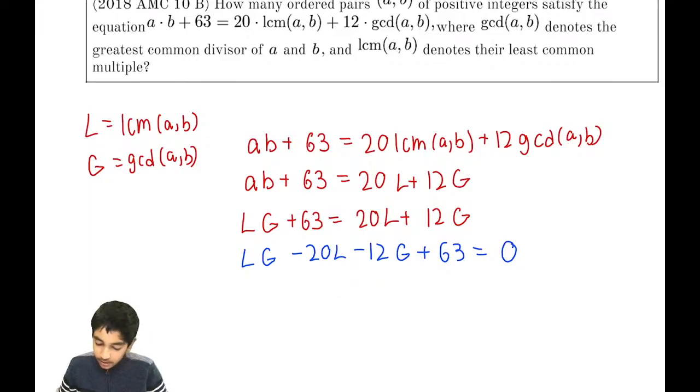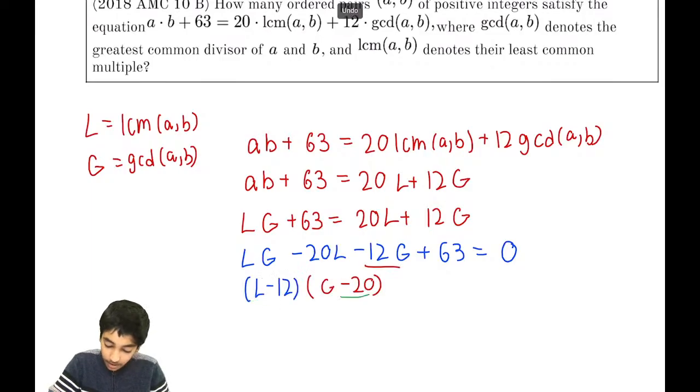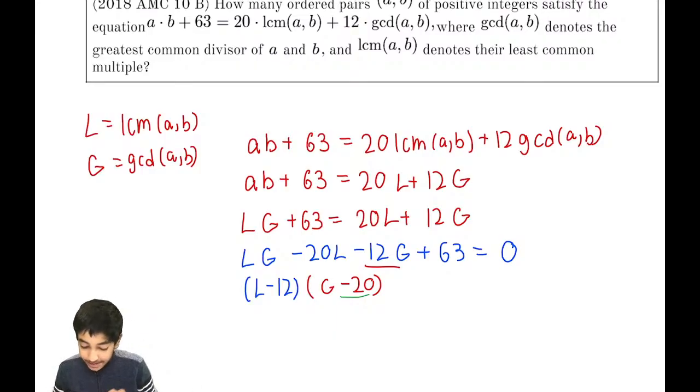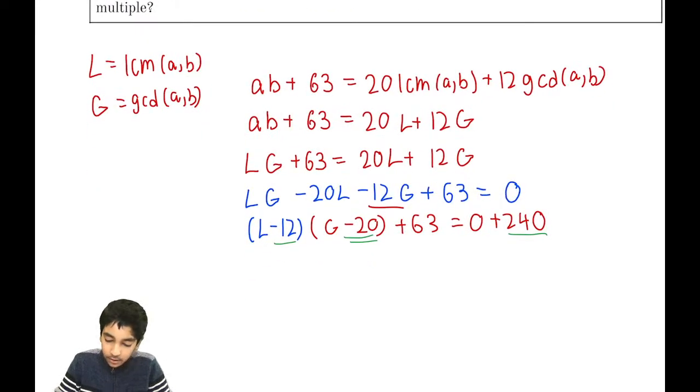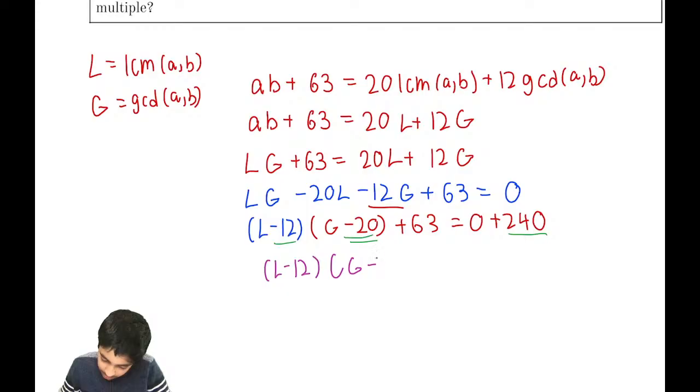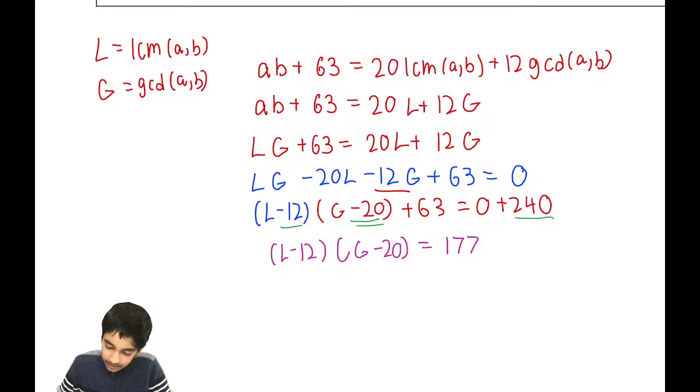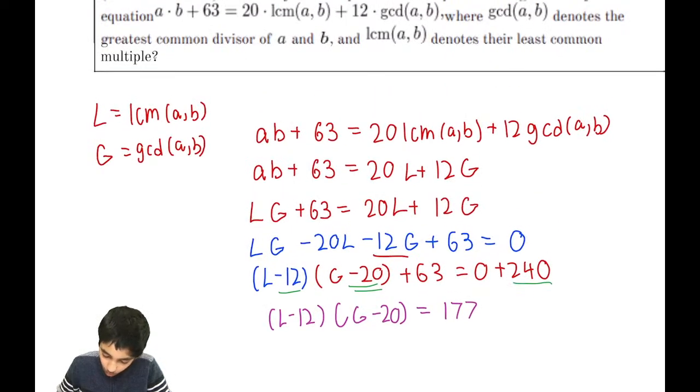So basically what we need to do is, now we have an L minus 12 and a G minus 20 term. But as you can see here, now we're adding 240 to both sides. So now from here, we have 63 is equal to 0 plus 240, because we added 240 to the left-hand side, so you have to add 240 to the right-hand side too. And then simplifying this whole equation, we get L minus 12 times G minus 20 is going to be equal to 177, right?